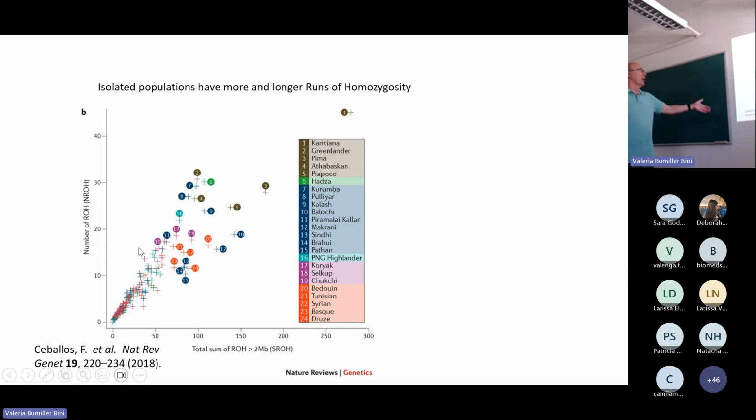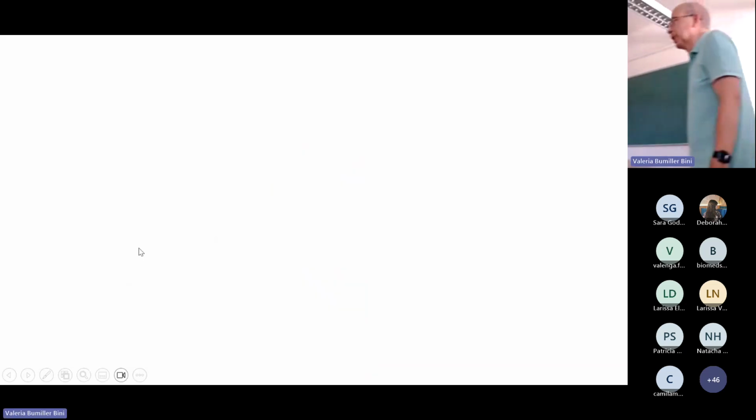And we can quantify that, and we see that indeed isolated populations have more and longer runs of homozygosity. And as I mentioned last December, the world record for runs of homozygosity comes from the adult population in the Amazon. So we have the world record in Brazil, at least for this set of populations. This is really distracting, so I'll move on, and that was actually my last slide of this block.